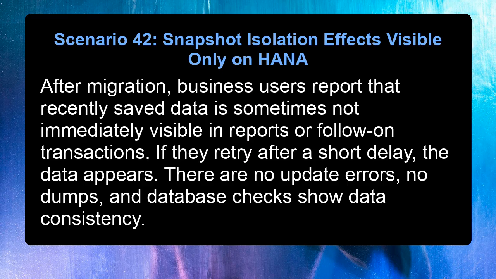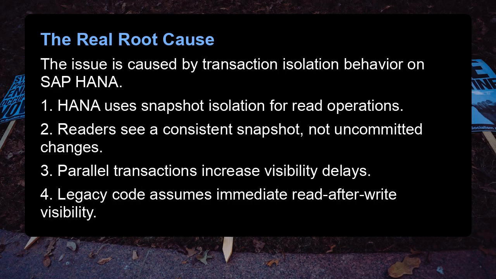Scenario 42. Snapshot isolation effects visible only on HANA. After migration, business users report that recently saved data is sometimes not immediately visible in reports or follow-on transactions. If they retry after a short delay, the data appears. There are no update errors, no dumps, and database checks show data consistency. The real root cause. The issue is caused by transaction isolation behavior on SAP HANA. 1.